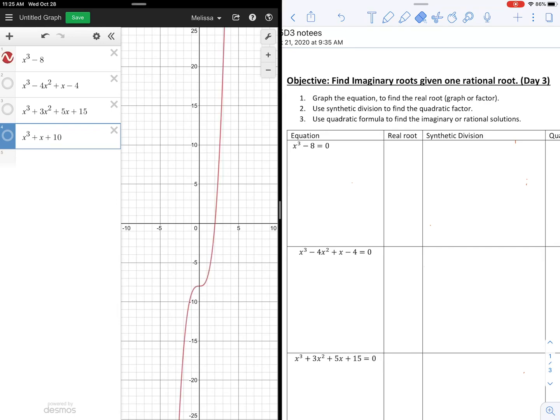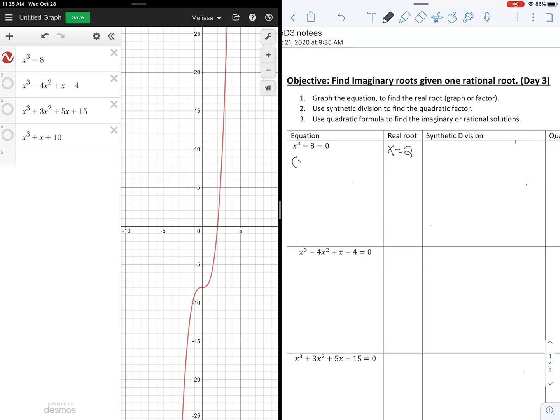So let's just begin. We're given a function x cubed minus 8, and we're going to graph that. So if you see on the left, that's graphed, and we see that it has a rational root at 2. It crosses the x-axis at 2, so it has a real root or a rational root at x equals 2. So what we're saying is that x minus 2 is a factor. That's what that means. x minus 2 is a factor. So if x minus 2 is a factor, I can divide that into x cubed minus 8.